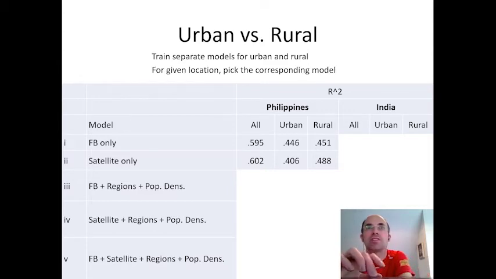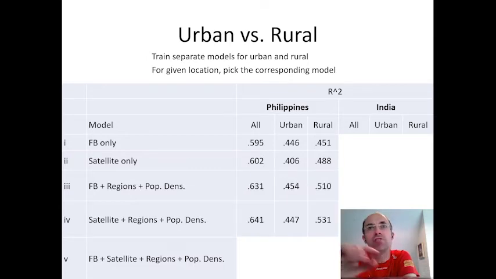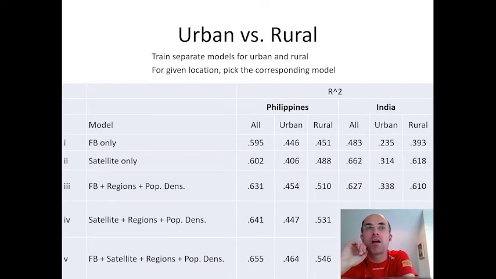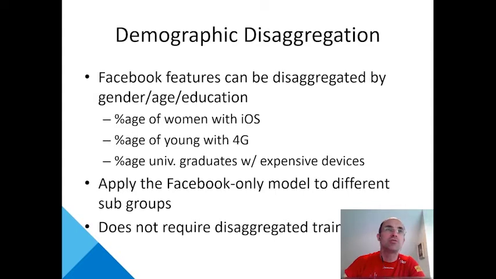This makes sense because typically in urban areas you have higher Facebook penetration. Similarly, if you add additional features and put everything together, you get the best of both worlds. Again, in India, Facebook data does not add any value over using satellite imagery alone. This illustrates that in countries with fairly high Facebook penetration, and in particular in urban areas, Facebook is likely to provide additional value over using satellite imagery for modeling the spatial distribution of wealth and poverty.